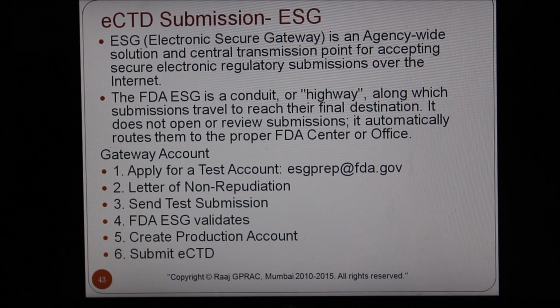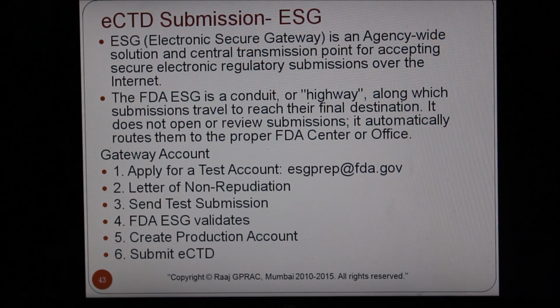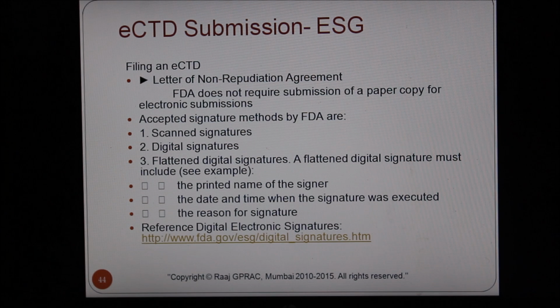Once everything is done, you can use the ESG, that is the Electronic Submission Gateway, for which you have to apply for an account and complete all the formalities: apply for a test account, letter of non-repudiation, send a test submission, FDA ESG validates, then create a production account and submit eCTD.